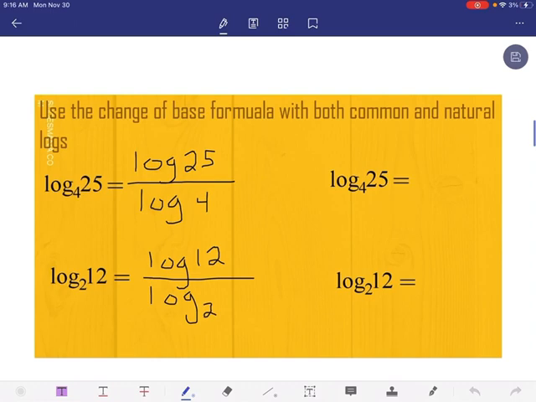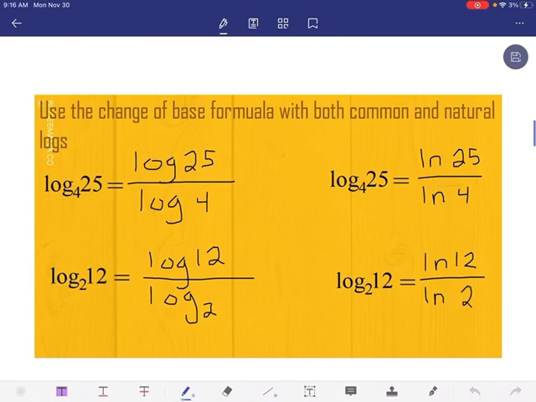Now remember, we can do the same thing with our natural log. Again, the 25 is going to go on top, and then on bottom we would have the natural log of 4. And on our second example, we have the natural log of 12 divided by the natural log of 2.